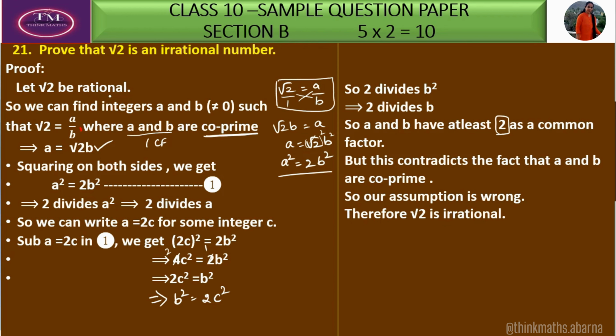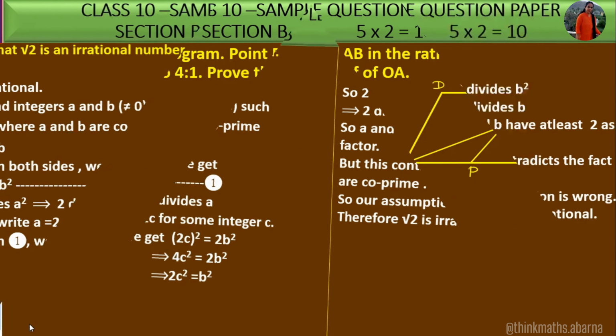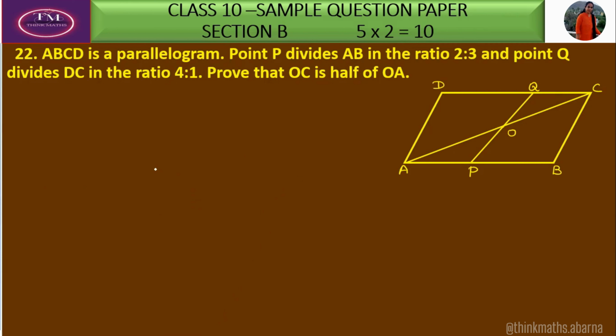So what will be the answer? Root 2 is an irrational number. We got this solution, okay, children. Let us move on to the next problem. 22: Here ABCD is a parallelogram.